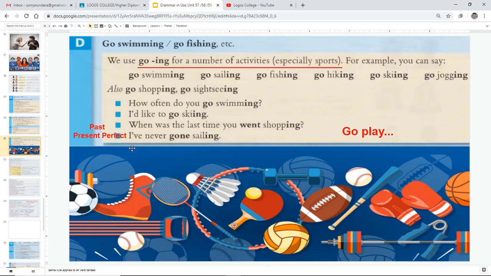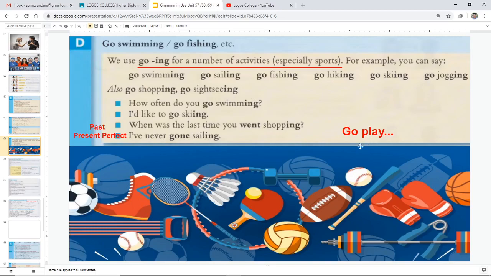All right, one more, part D. These phrases, go swimming, go fishing, the go with the gerund is used for a lot of activities, including sports. Right? For example, you can say go swimming, go sailing, go fishing, go hiking, go skiing, go jogging, right? Go shopping, go sightseeing.